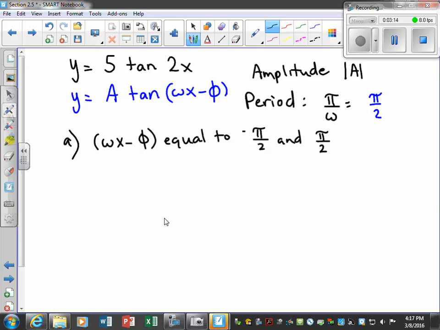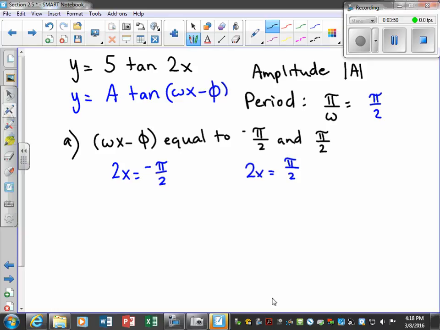Okay, for our particular example, our omega x minus phi is just 2x minus 0. So for our example, we have 2x is equal to negative pi over 2. And then I'm going to have 2x is equal to positive pi over 2. So I'm going to find one asymptote using this one, and one asymptote using this value. And then we just cross multiply, or actually solve for x. So we're going to divide by 2.